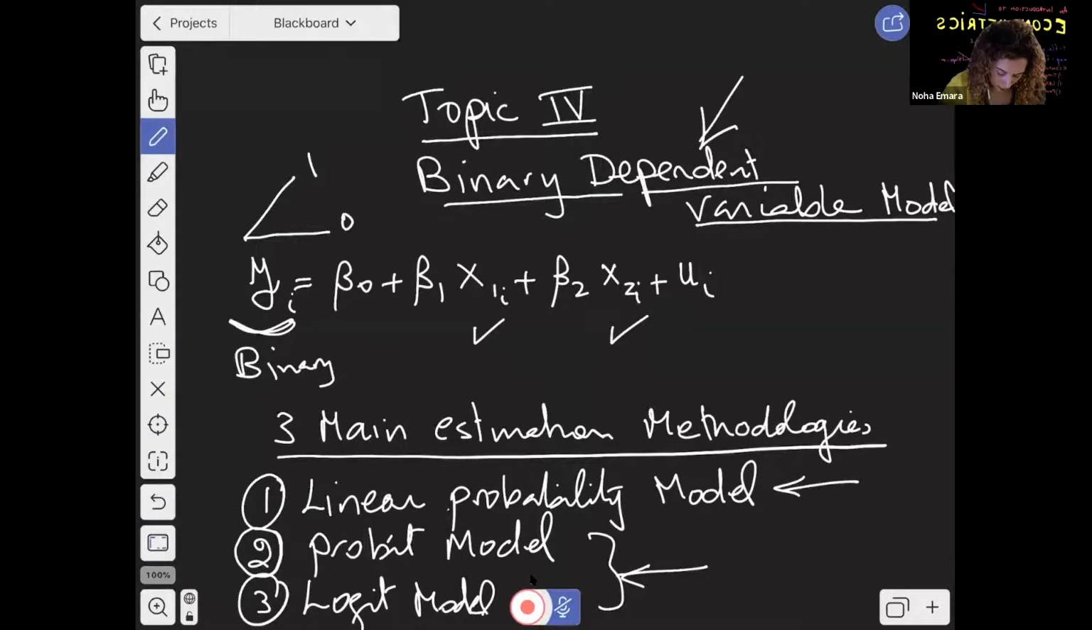And back in the past, before the invention of computers, people used to do these models by hand. And it was the case that the Logit model was much easier to do by hand than the probit model. And now with the invention of statistical software, it's indifferent. They would give you very, very close results.